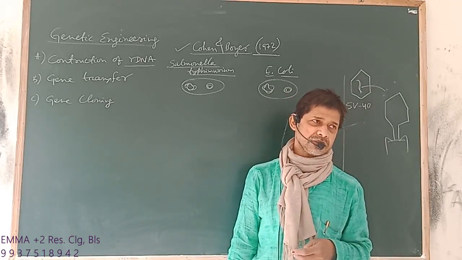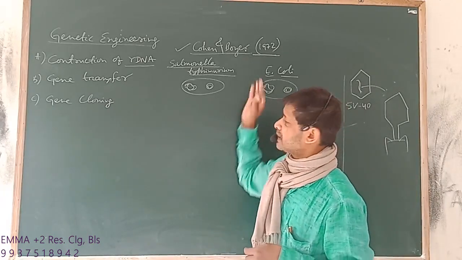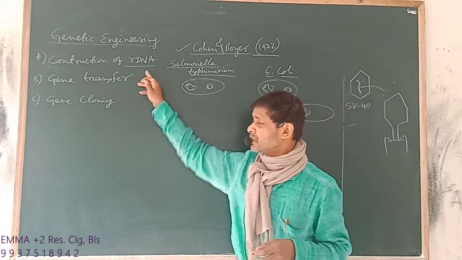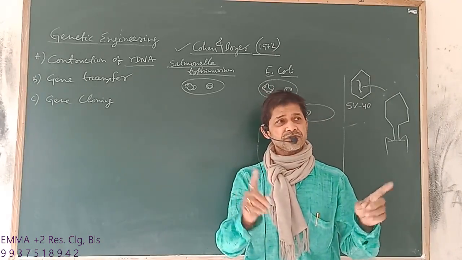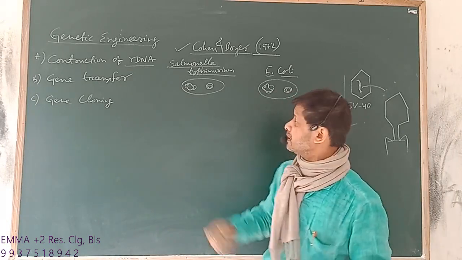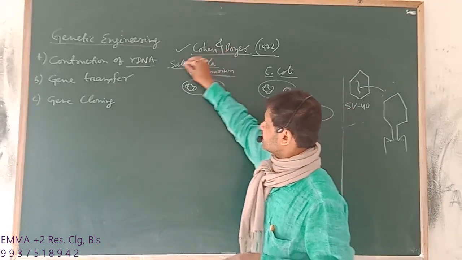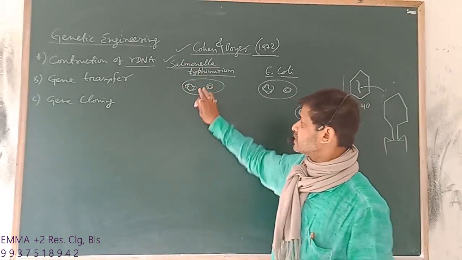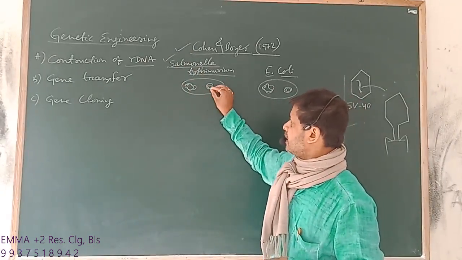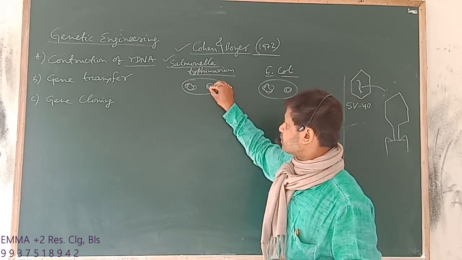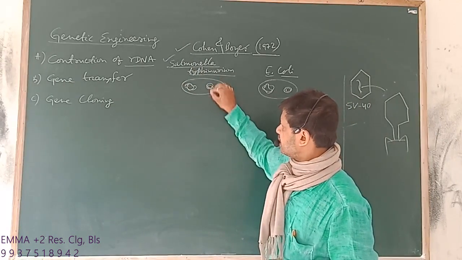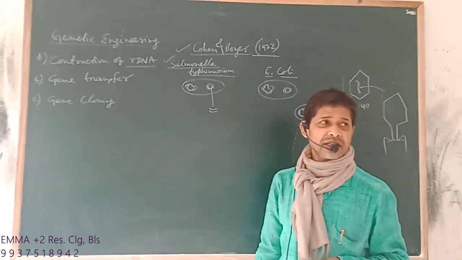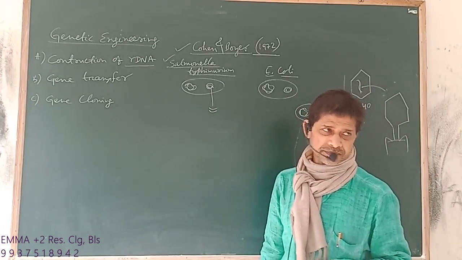One more question. So how did they construct recombinant DNA? For construction of recombinant DNA, two different DNA sources are required. Here, they selected one bacterium, Salmonella typhimurium. Suppose this is the Salmonella, and from the plasmid of Salmonella, they isolated one antibiotic resistant gene. Suppose this is that antibiotic resistant gene.